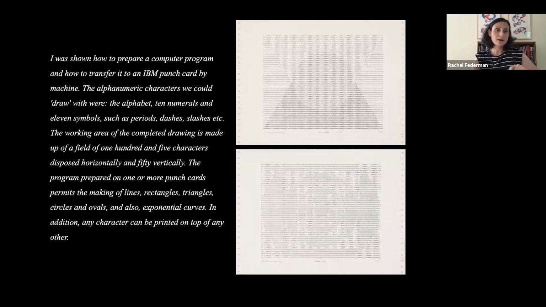"I was shown how to prepare a computer program and how to transfer it to an IBM punch card by machine. The alphanumeric characters we could draw with were the alphabet, 10 numerals, and 11 symbols, such as periods, dashes, slashes, etc. The working area of the completed drawing is made up of a field of 105 characters disposed horizontally and 50 vertically. The program prepared on one or more punch cards permits the making of lines, rectangles, triangles, circles, and ovals, and also exponential curves. In addition, any character can be printed on top of any other."